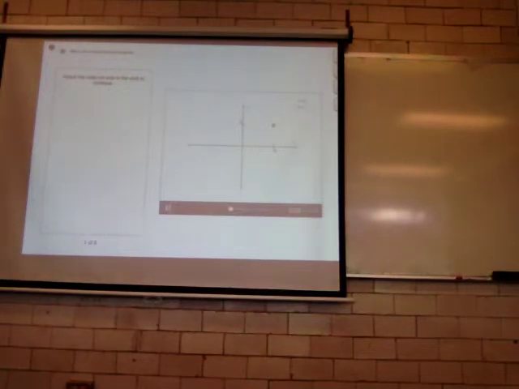Another way to describe a point's location is to use its distance from the origin, shown in purple, which we'll call r. And we'll also use the angle that the point makes with the positive x-axis, shown in green, which we'll call theta. We can use r and theta instead of x and y to describe where a point is on the plane. For this point here, can you figure out what the value of r is?